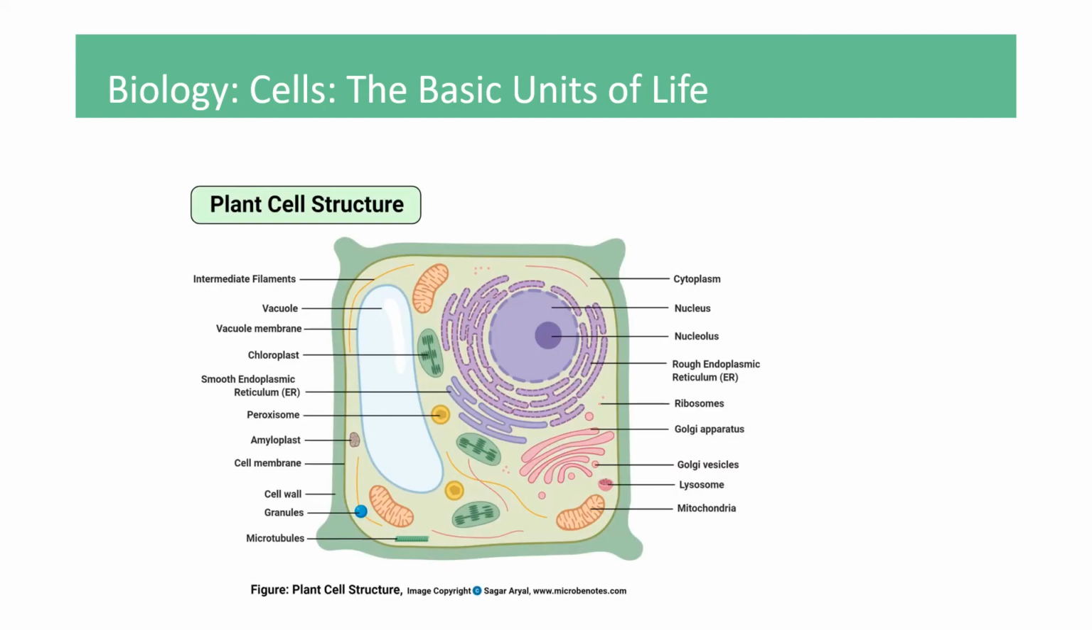And here in the structure of the plant, we can see the cell wall, which is the darker green membrane around the entire plant cell.